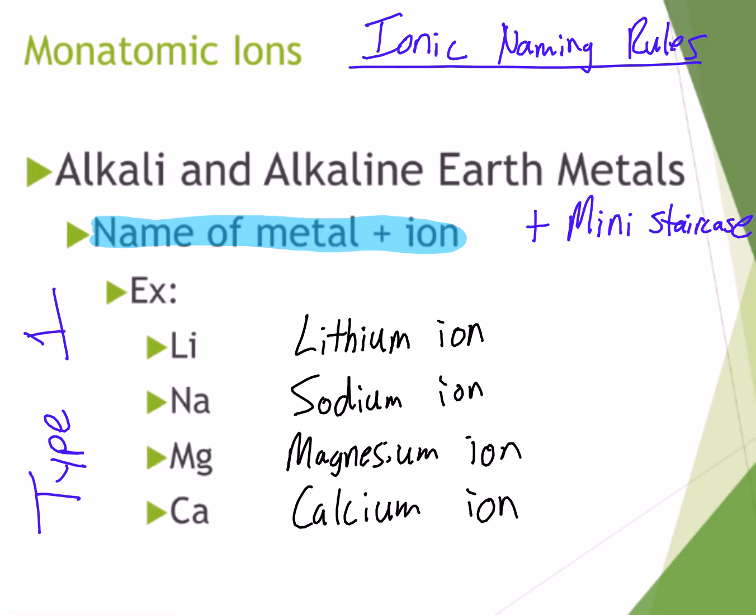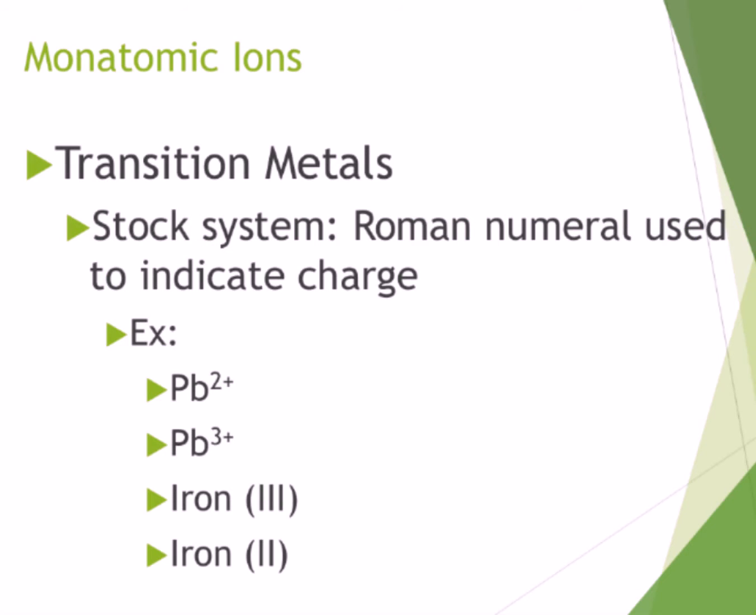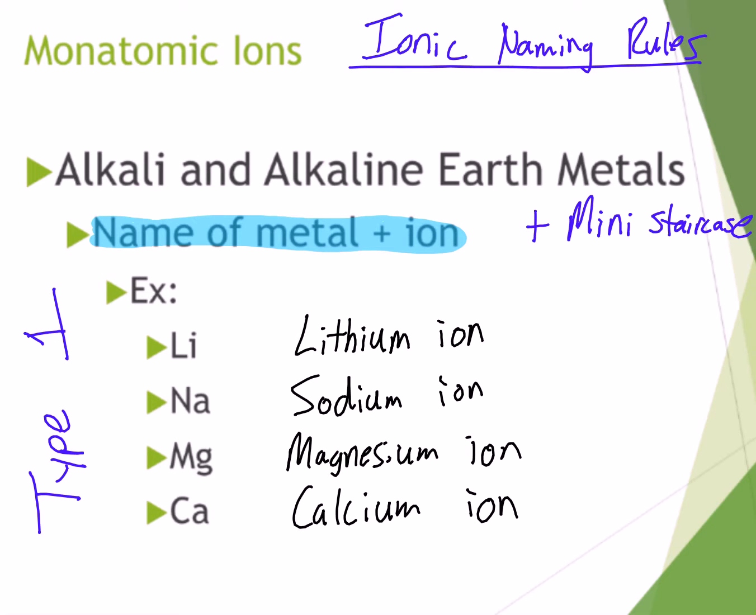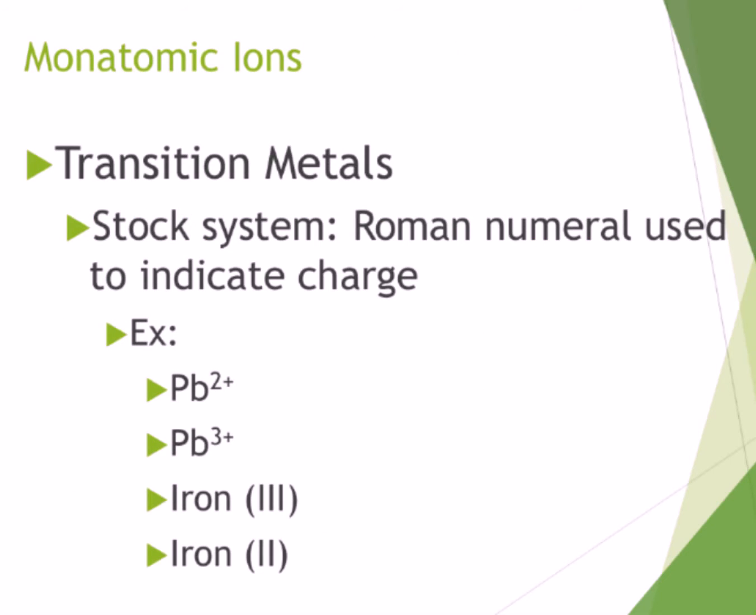So that's it for type 1. We're going to move on to the next type of ion. These are our transition metals. What did we already say about our transition metals? Wait, hold on. Go back here. Before we do that, last thing to add to this slide: for type 1, we know their charges. It's not a mystery to us. We know what their charges are. So we go on to the next one.